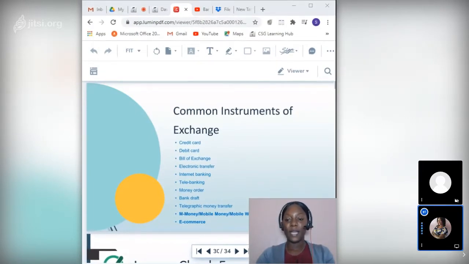All right, so the next one we have here is the electronic transfer. Electronic transfers involve the transfer of money from one bank account to another bank account, whether within the same bank or to a different bank. It is generally considered a secure and fast means of making payment. For example, transferring within your JN bank accounts, or you can transfer from JN to NCB, etc.